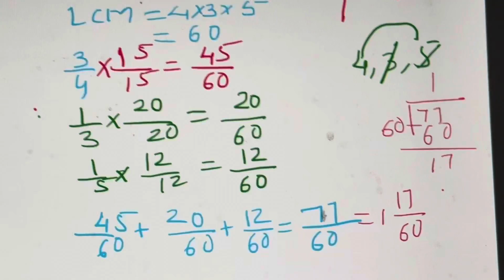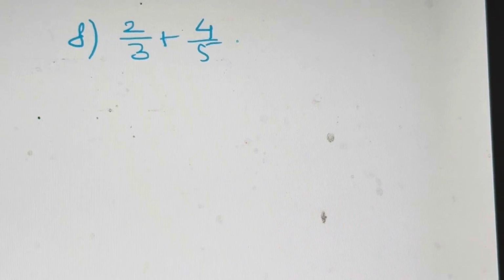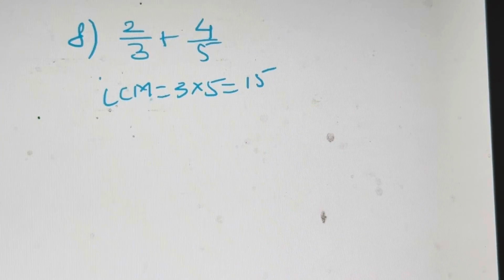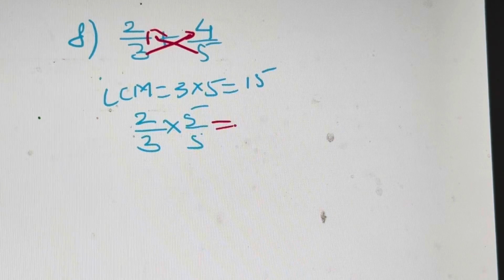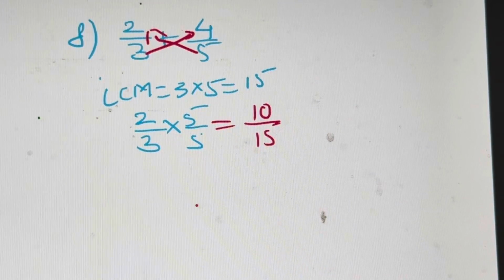Right? Question number F, 2 upon 3 plus 4 upon 5. Now 3 and 5 are co-primes. So the LCM would be 3 into 5, their product, that is 15. And if they are co-primes, just remember cross multiplication. So 5 will be multiplied with both the numerator and the denominator. This denominator here and this here. Okay. So 2 5s are 10, 10 upon 15.